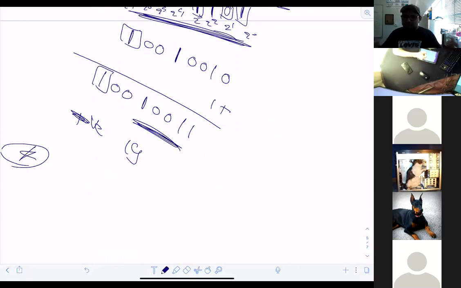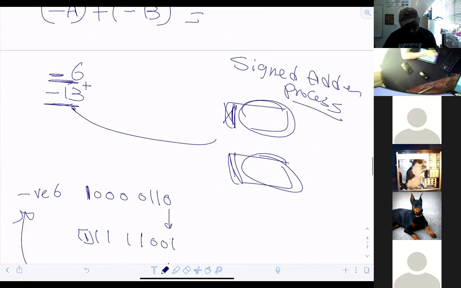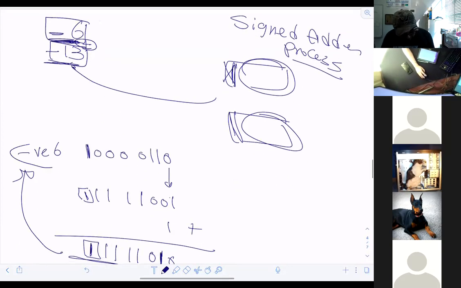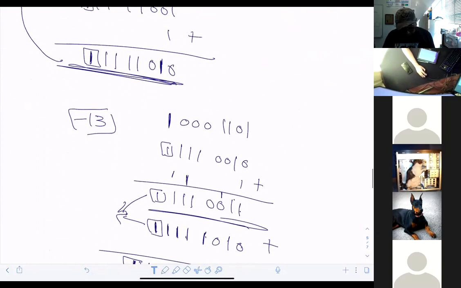Not material. Could you repeat yourself? Could you please repeat? Yes, repeat this part. Sure. So I said -6, -13, and here is plus, right? This is a straightforward two's complement practice. Do you agree? Yes. So -6 has to be two's complemented, and I two's complemented it here, right? Then -13, I two's complemented here.